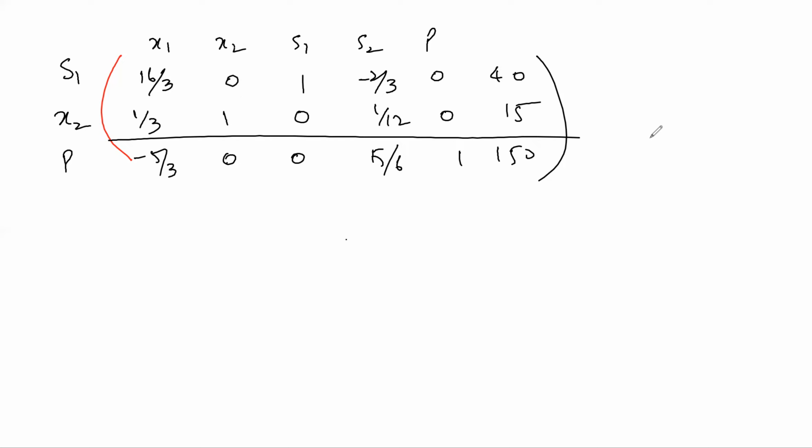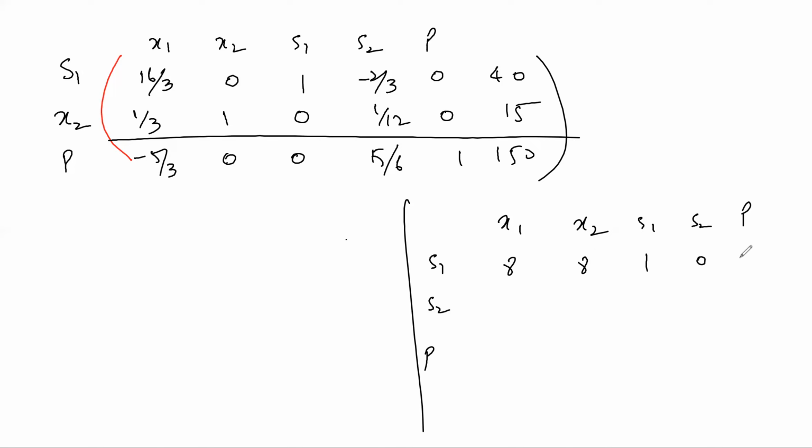I explain it once again here on a separate page. What was the situation? The situation was x1, x2, s1, s2, p, and the rows were 8, 8, 1, 0, 0, 160; 4, 12, and 12 was our pivotal element; 0, 1, 0, 180; minus 5, minus 10, 0, 0, 1, 0.